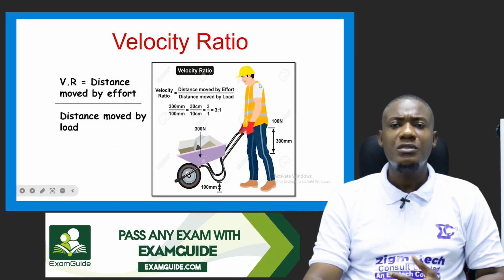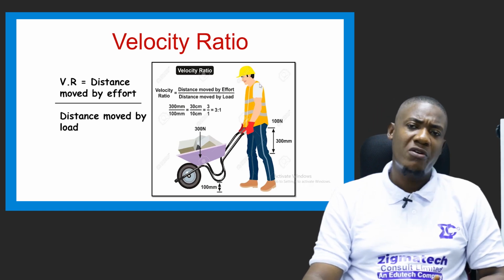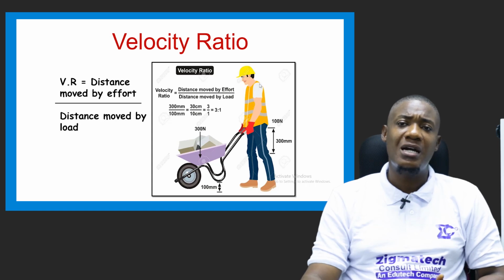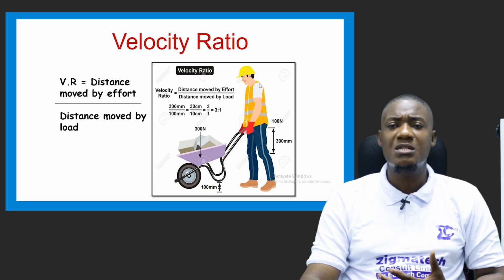Okay. Velocity ratio of a machine. The velocity ratio of a machine is defined as the ratio of the distance moved by the effort to the distance moved by the load.